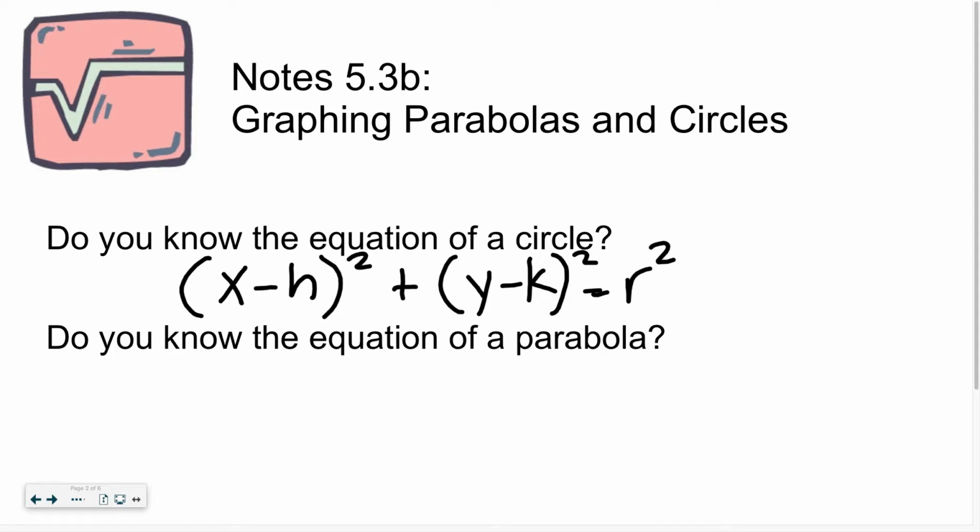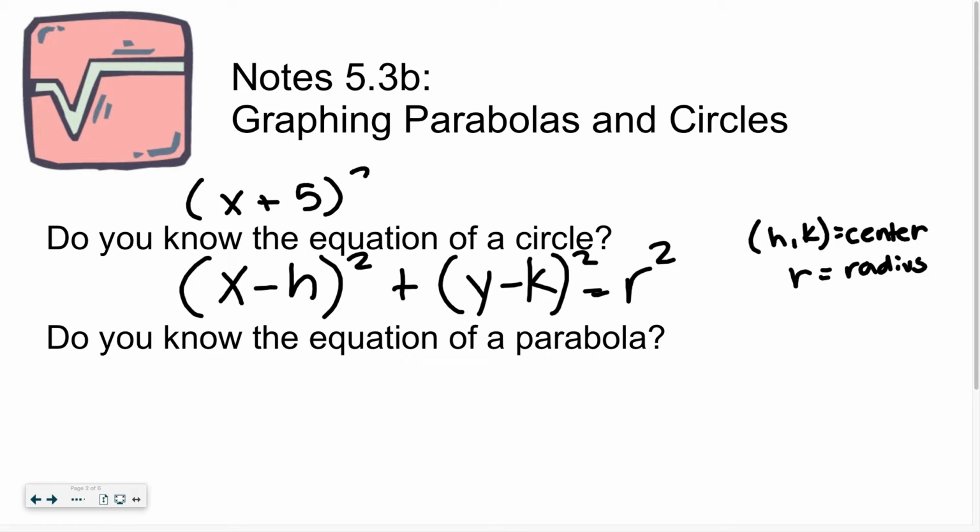And in that equation of the circle, (h, k) is your center point, r is your radius. So for example, I'll just do one real quick. I'll make up (x plus 5) quantity squared plus (y minus 1) quantity squared equals, I'll do 16. Okay. What's the center of that circle?